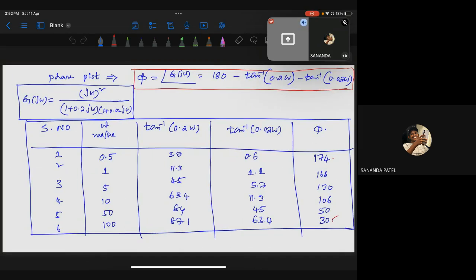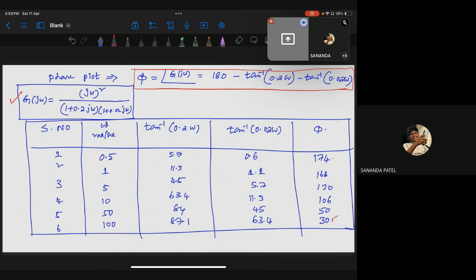So, what is the transfer function we have? The transfer function G of j omega is (j omega) whole square plus 0.22 s plus 1, over 1 plus 0.02 omega plus 1. Correct? It is already given here.